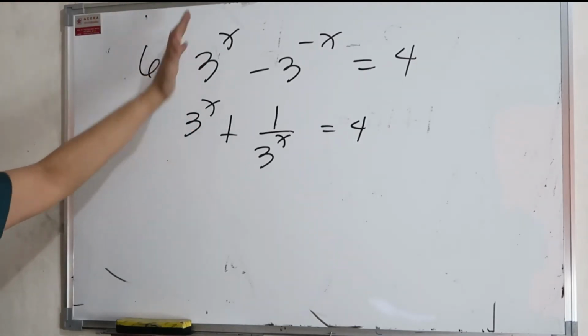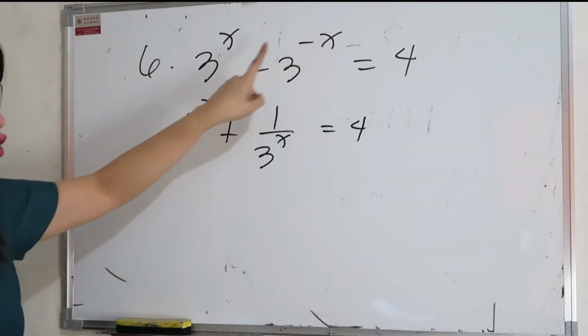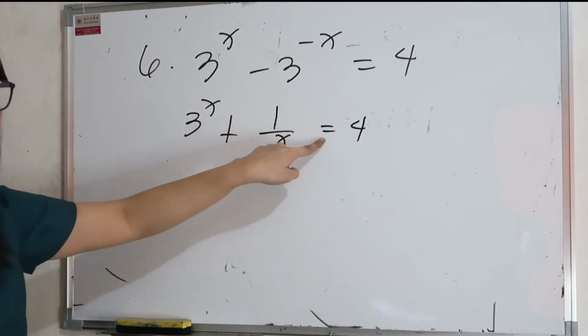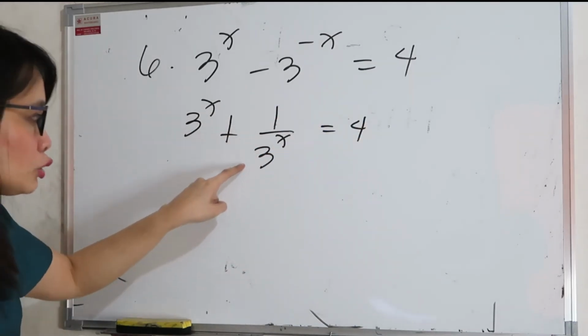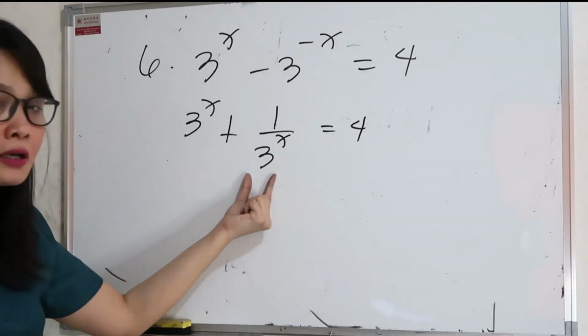So in here, there's another way to solve it. First, we need to make the exponent positive. So that will become 3 raised to x plus 1 over 3 raised to x equals 4. Then what's next? We need to get rid of your denominator. So how do we do that? How do we get rid of your denominator? Multiply your denominator in each term.